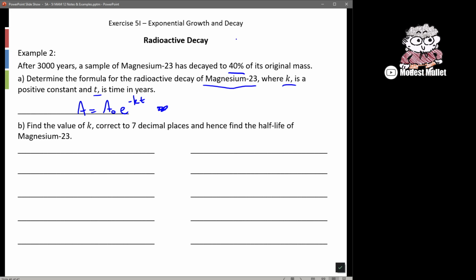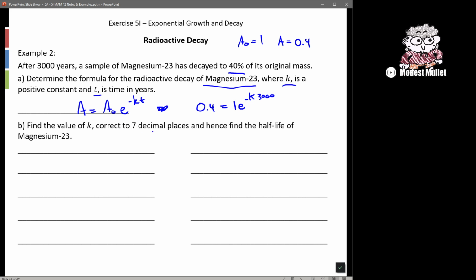So I'm just going to say that A0 equals 1, and then the final amount is going to be 40% of that. So that's just going to be 0.4. That's going to make our life a little bit easier. e to the negative kt, and our time was 3,000 years. So we got 3,000. So yeah, that's our formula.